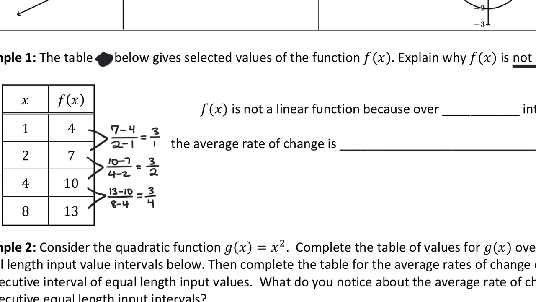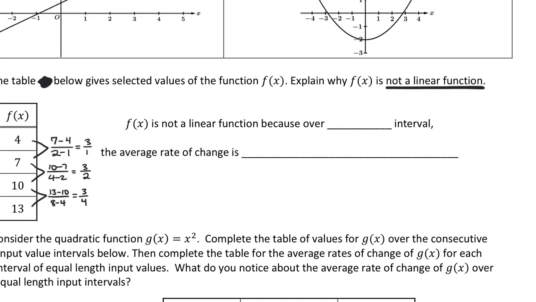The sentence we would want to write to explain this is, we'd say, f of x is not a linear function because over any interval, the average rate of change is not constant. And the average rate of change must be constant over any interval. Doesn't matter what sort of inputs we have. Over any interval, the average rate of change should be constant.